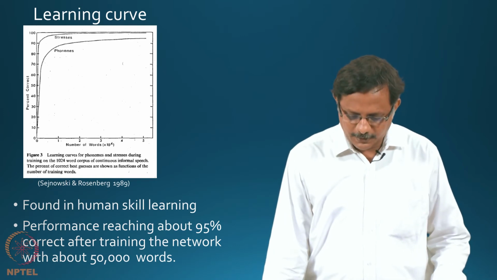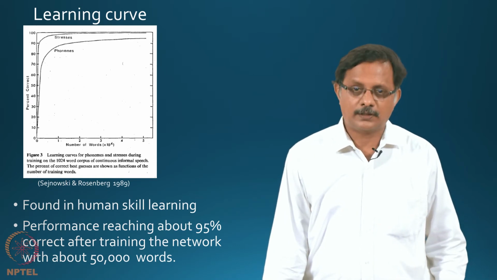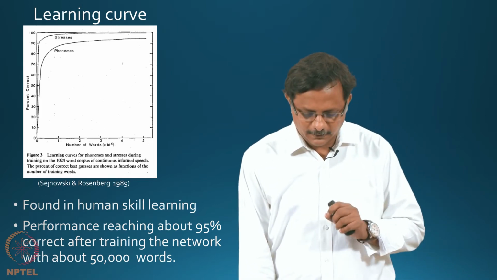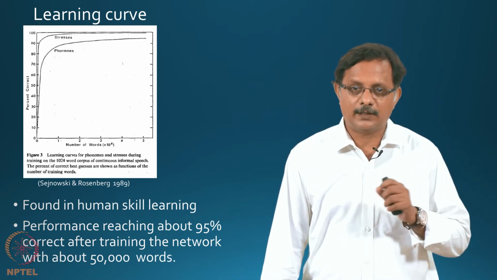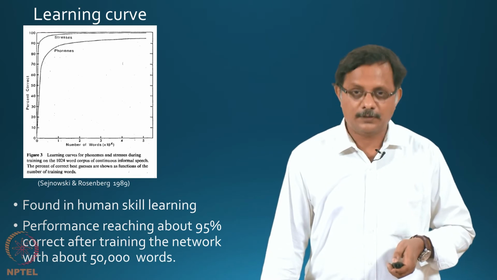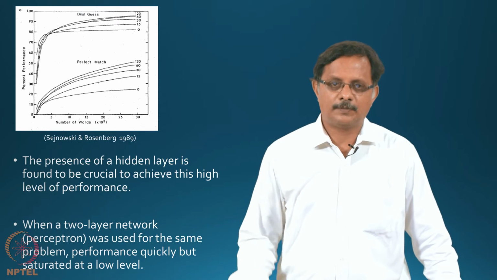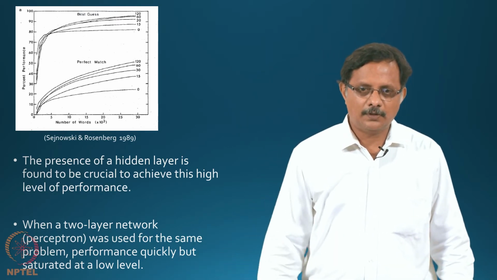Okay, and in addition to the phoneme accuracy, they also looked at stresses. I mean, the network also tried to predict stresses, and the network is able to predict stresses more accurately than it predicted phonemes. Now, they also compared the performance of a perceptron with a multilayer perceptron.